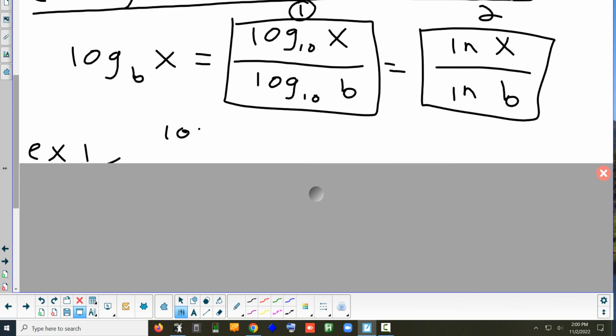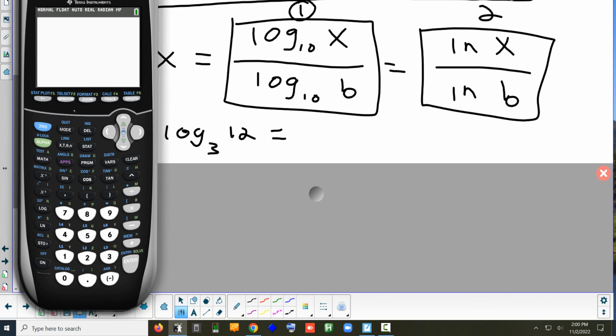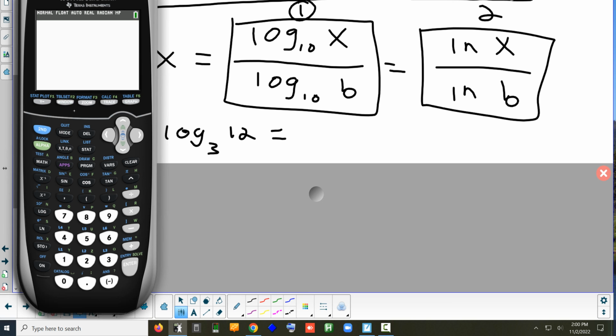All right, let's just try one more. Log base 3 of 12. You don't have to tell me both ways. Can somebody tell me one way I could type that in? Sam? Log of 12 over log of 3. Log of 12 over log of 3. Okay. 2.26. That's the answer.